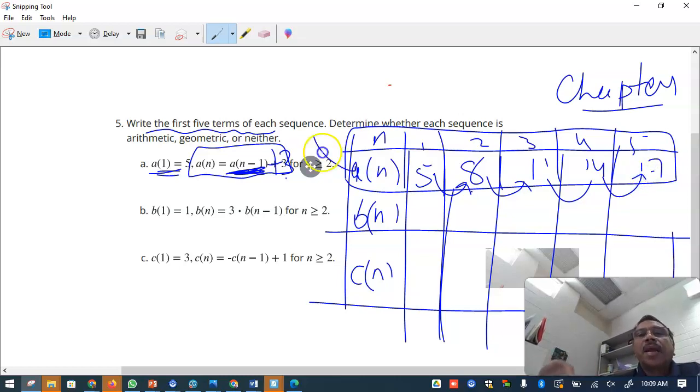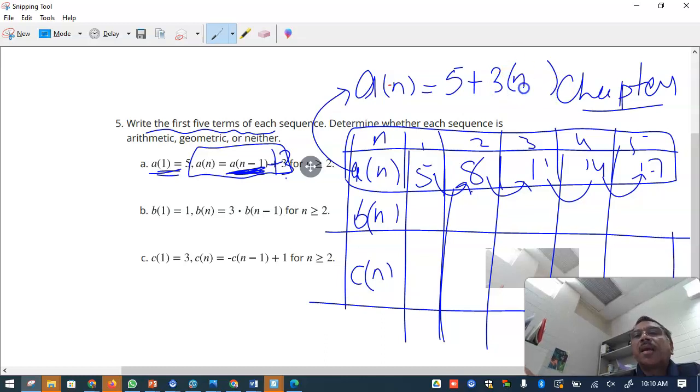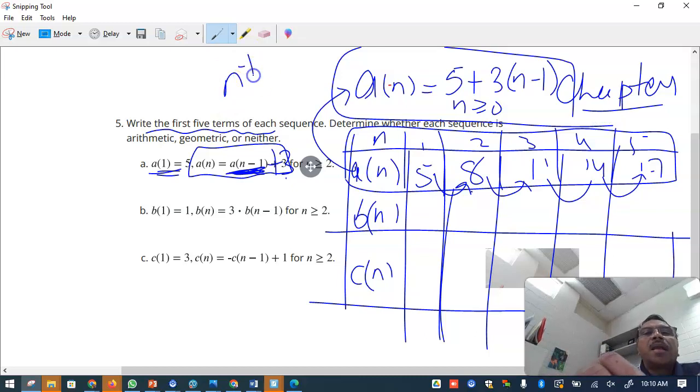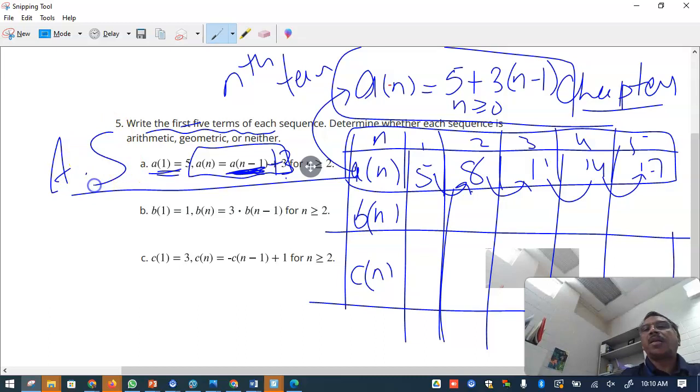Okay, and if I want to write the nth term here, it will be a_n equals, it starts with 5, and then you are adding 3, right? And then you put n minus 1, and n greater than or equal to 1, and this is the nth term. So two things are happening. One is if they gave you the sequence, and you can see it is an arithmetic sequence, you can write the nth term.